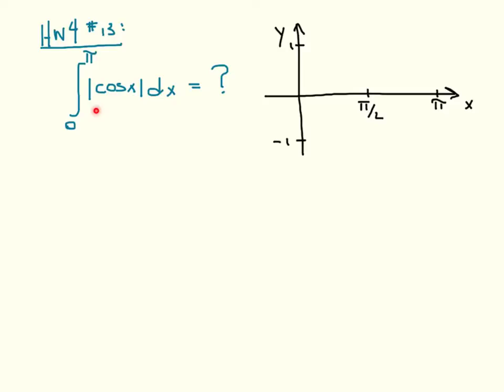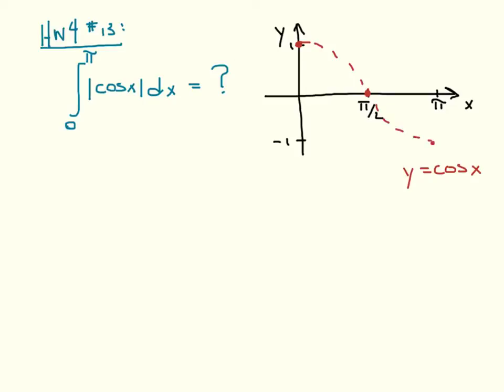So if we graph cosine of x first, maybe we'll graph this in red using dotted lines. From 0 to pi, we know that at 0 we get 1, at pi over 2 we get 0, and at pi we get negative 1. And the graph of cosine looks something like this. Hopefully you're doing a much better job than that.